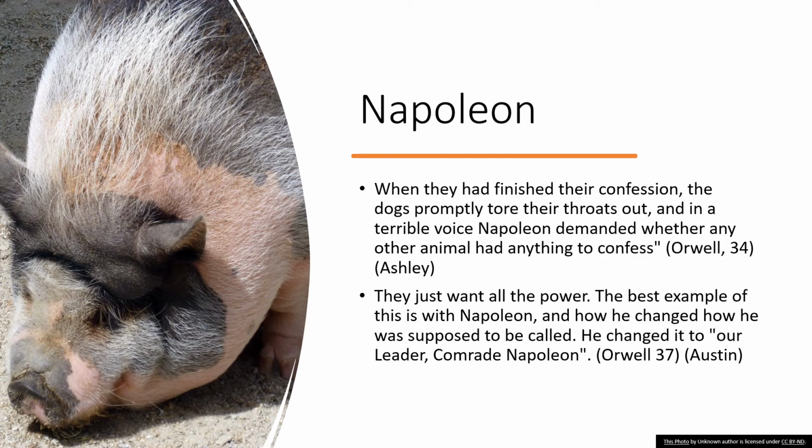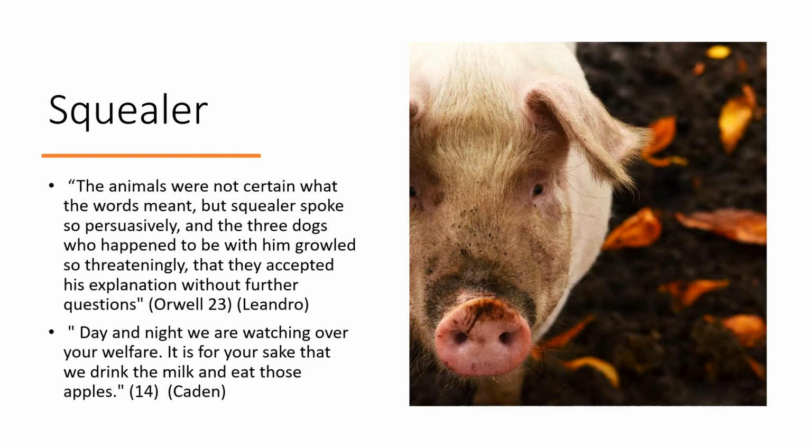Austin says that the pigs just want all the power. The best example of this is Napoleon, how he changed how he was supposed to be called. He changed his name to "our leader, Comrade Napoleon." So he was the supreme person.